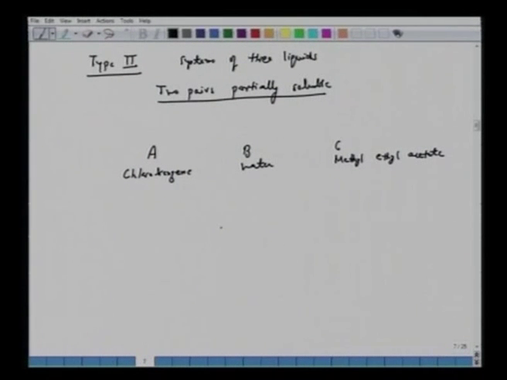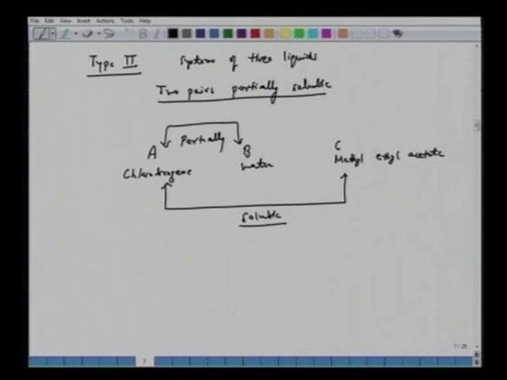Okay, so now we are saying that A and C are soluble, which is true. Chlorobenzene is soluble in ethyl acetate. Again it depends upon the temperature, but let's say at normal room temperature we have chlorobenzene soluble in ethyl acetate. But A and B are partially soluble, and B and C are also partially soluble. So we are talking of 2 pairs which are partially soluble. That's a type 2 system.